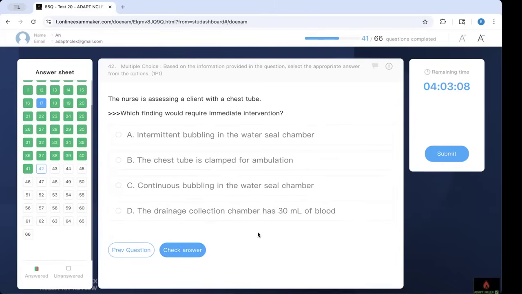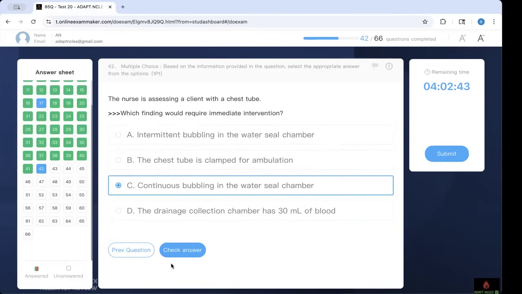The drainage collection is 30 ml. Which one requires immediate intervention? Drainage in the collection chamber of 30 is fine. Continuous bubbling in the water seal chamber, I don't like that. The chest tube is clamped for ambulating? Yeah, you can clamp it partially. Intermittent bubbling in the water seal. But test-taking strategy: we have two water seal options, one intermittent and one continuous. I'm going to pick this.